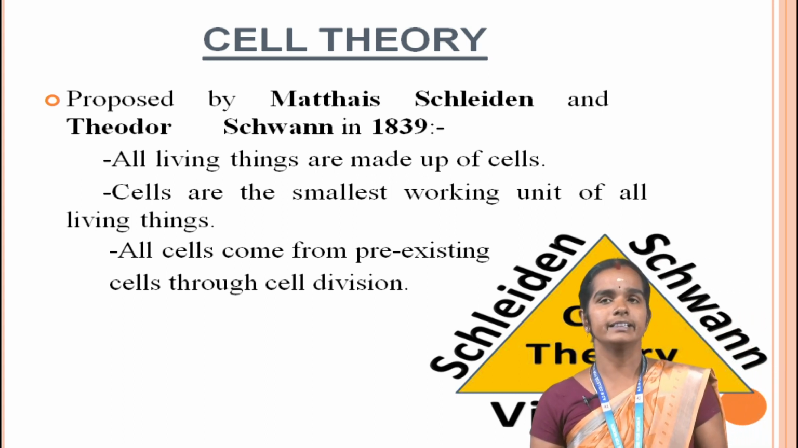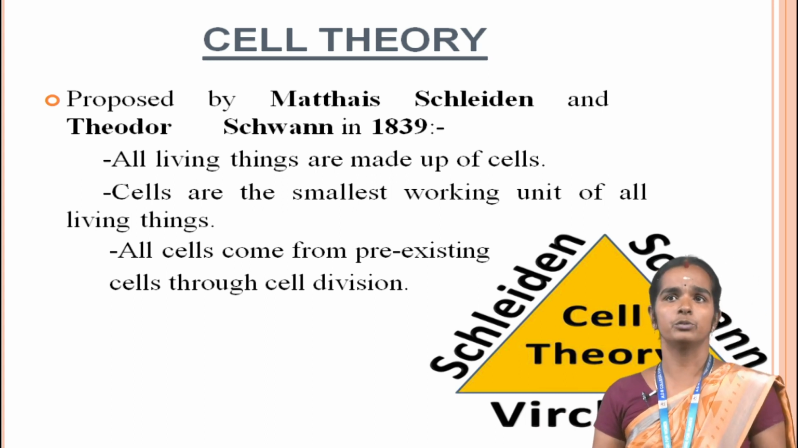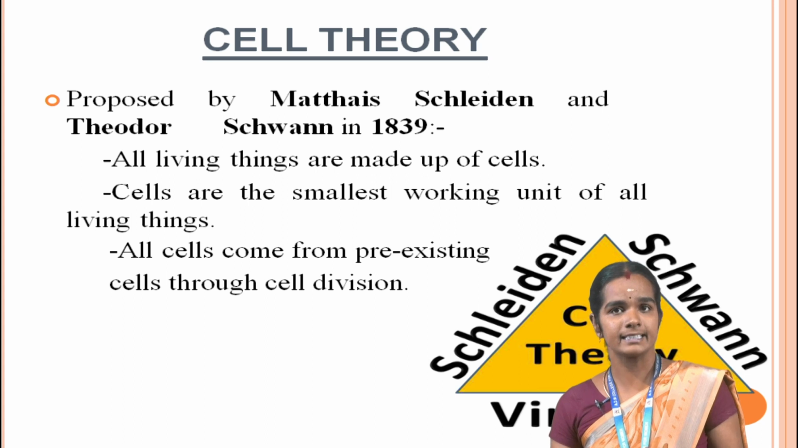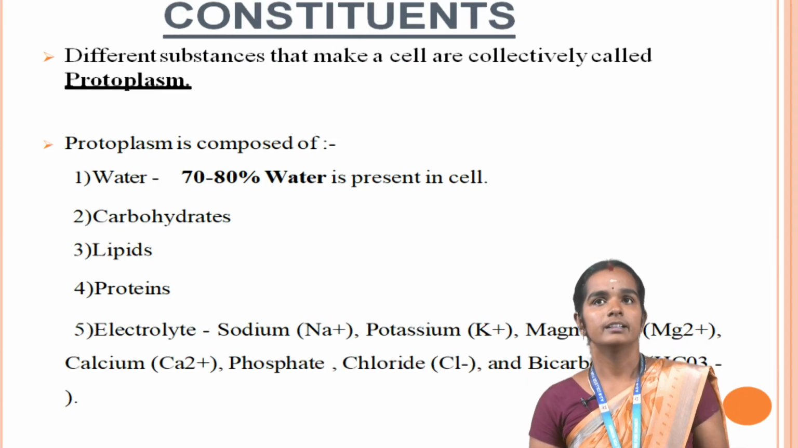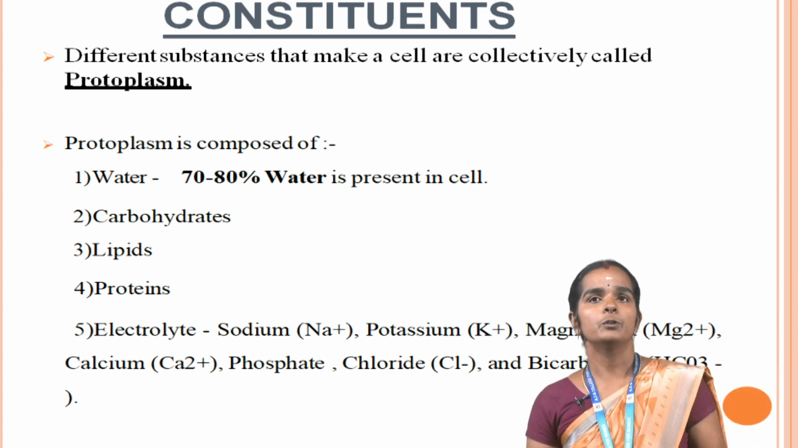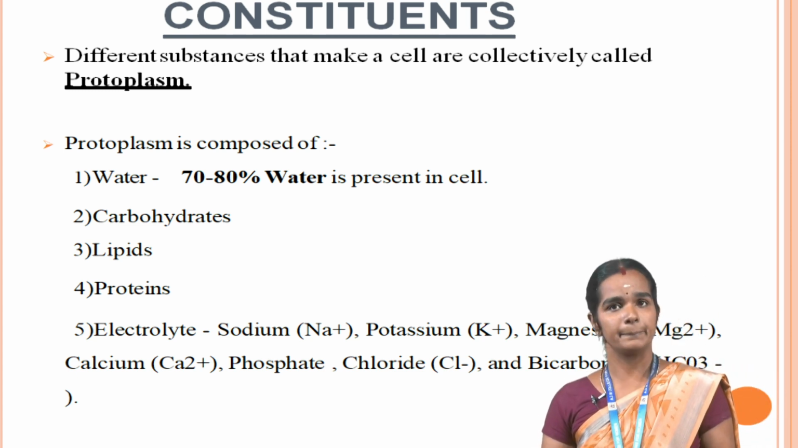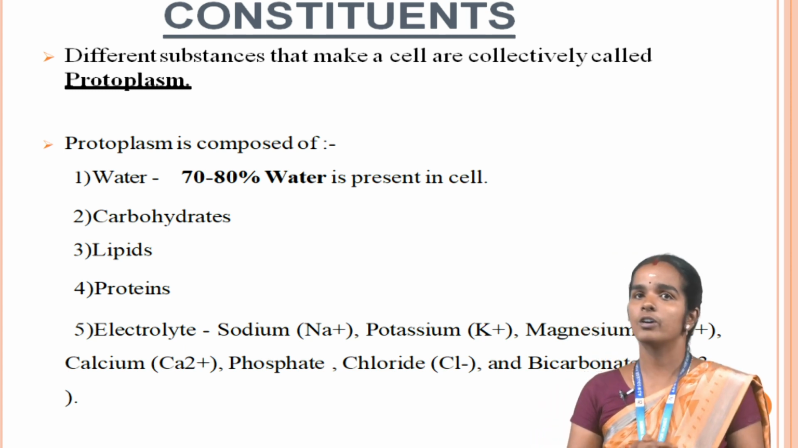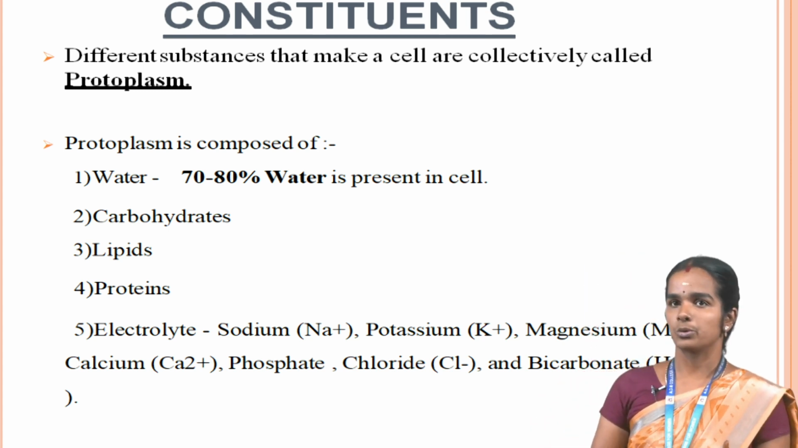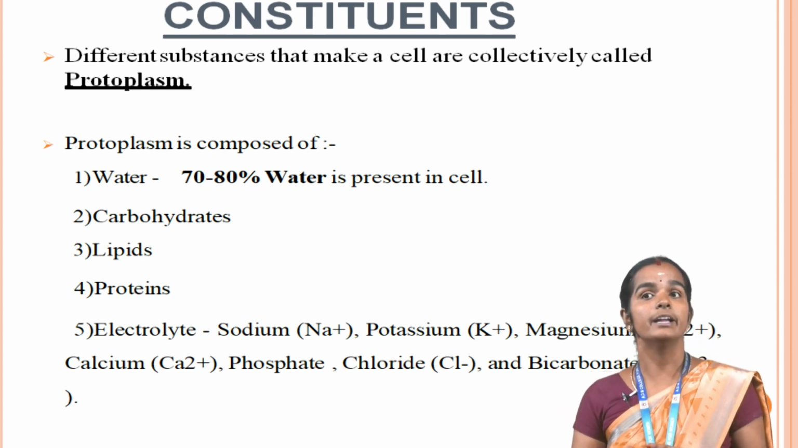All living things are made up of cells. The next, cells are the smallest working unit of all living things. The next, all cells come from pre-existing cells through cell division. Then different substances that make a cell are collectively called protoplasm. The protoplasm is composed of water, carbohydrate, lipid, protein, and finally electrolyte. Water. 70 to 80% of water is present in the cell. Electrolyte: sodium, potassium, magnesium, calcium, phosphate, chloride, and finally bicarbonate.